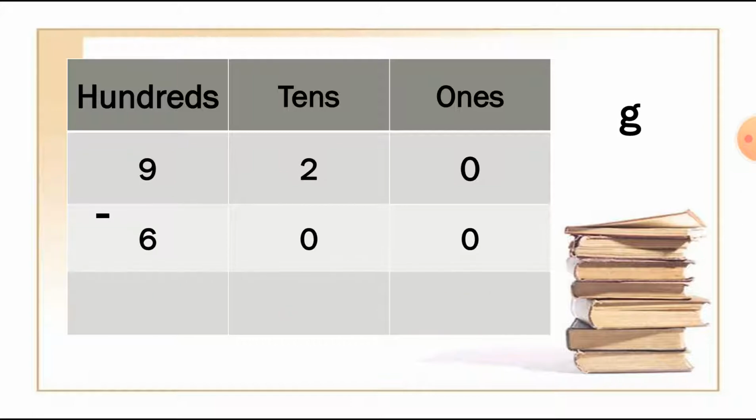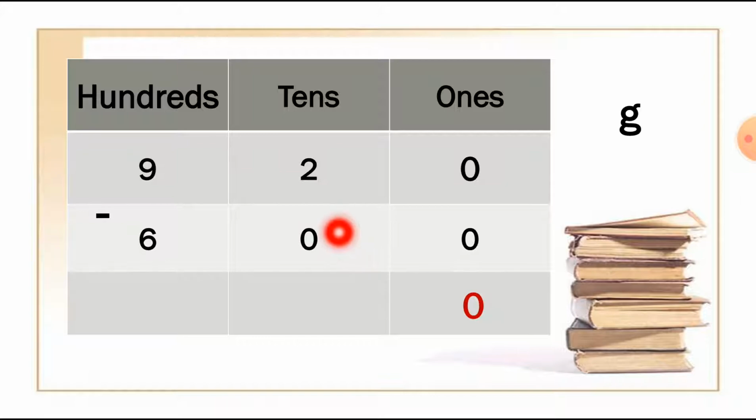Next one, sum number G. Here is the sum number G. 920 minus 600. So let's start subtracting the number with the ones column. Here 0 minus 0 is equal to 0. Then at the tens column, 2 minus 0.